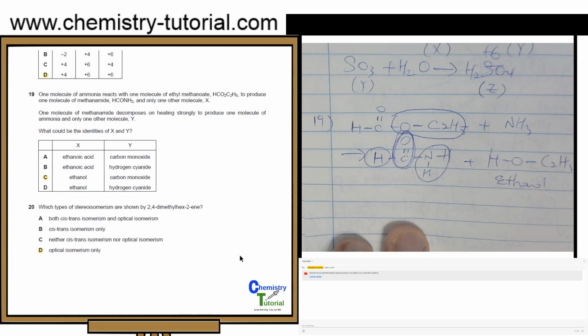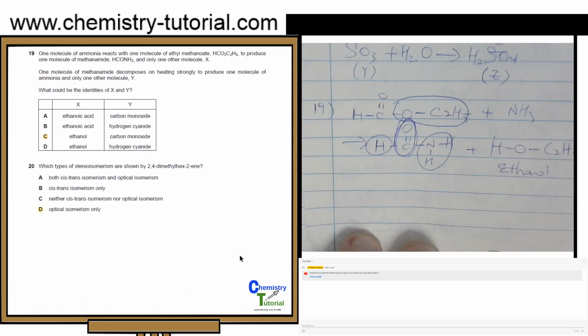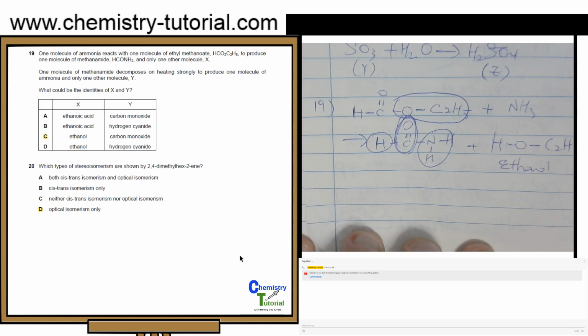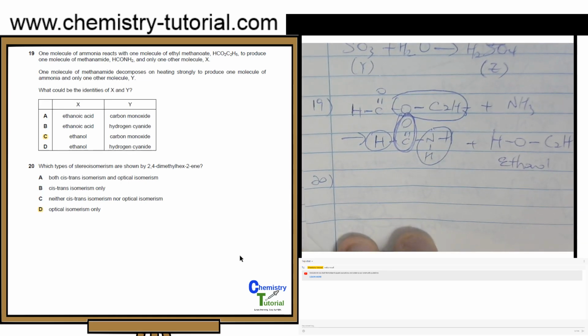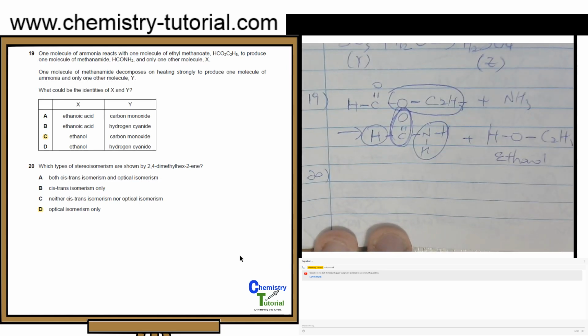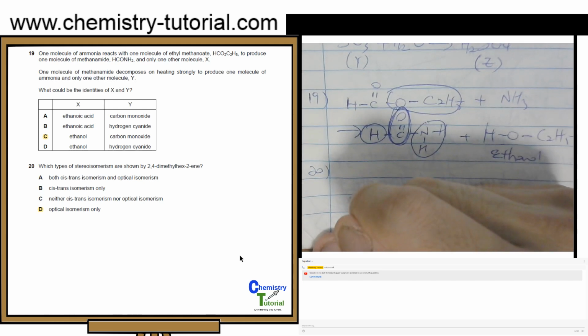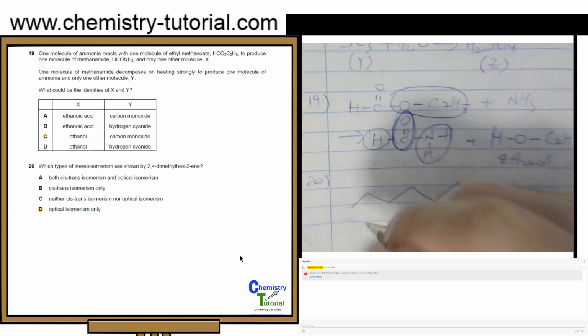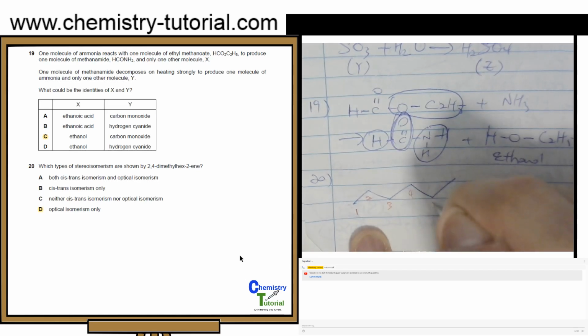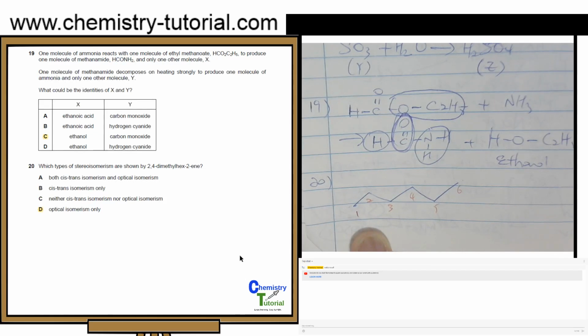Now, let's look at question 20. What type of stereoisomerism is shown by 2,4-dimethylhex-2-ene? Now, I encourage students to learn how to draw the skeletal formula, because it's a lot quicker. The parent chain is hexene, so 1, 2, 3, 4, 5, 6. You have 6 carbon atoms. Hex-2-ene means the double bond occurs between the second and the third carbon. So the double bond occurs between carbon 2 and carbon 3. Hence, it's called hex-2-ene.